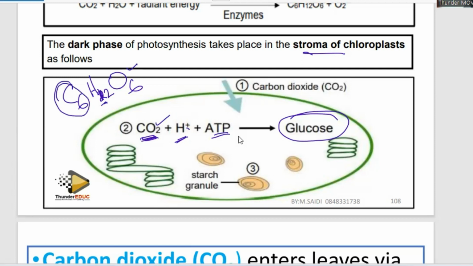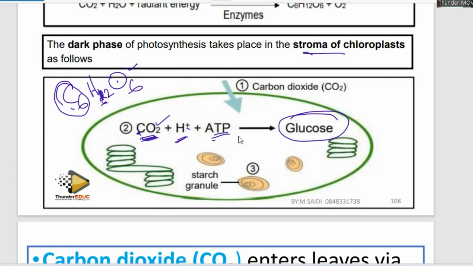The carbon will also come from the carbon dioxide. So carbon dioxide will help us to provide carbon and oxygen, then the hydrogen will come from the light phase, and then this process is an active process which requires energy. The energy is going to be provided by this ATP, which came from the light phase. And then now glucose is what is formed.